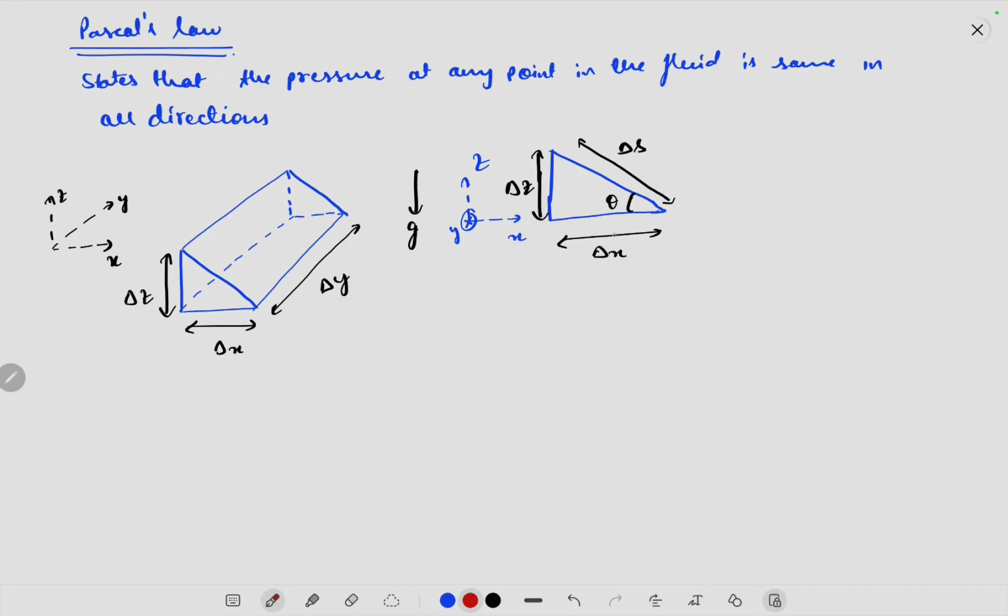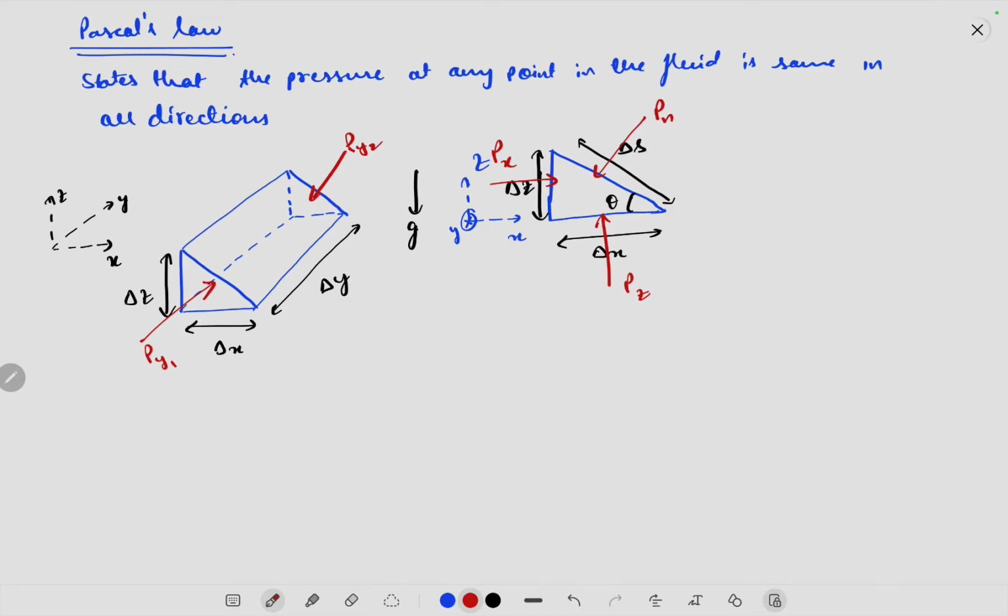Now let's say other fluid particles are applying pressure on this fluid element, and the pressure is given by the following. So this pressure, since it is in z-axis, let's say Pz, the pressure on this surface be Px, since it is along x-axis, and the pressure on this surface be Pn. And let the pressures along y-axis be Py1 and Py2.